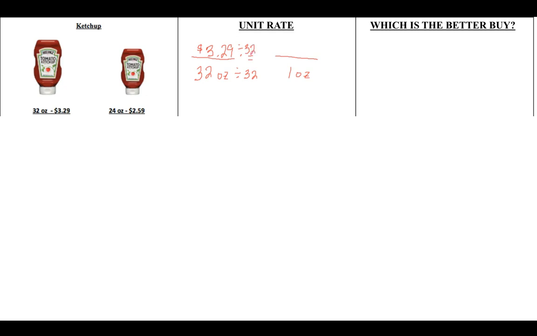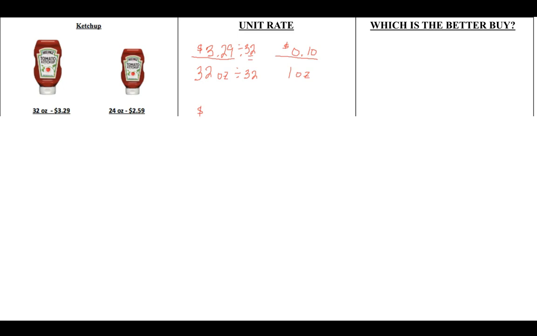Okay, well, 32 divided by 32 is 1, and then I just need to do my $3.29 divided by 32 ounces, and the cost per 1 ounce for the 32-ounce bottle of ketchup is 10 cents. All right, let's compare that with the 24-ounce bottle.